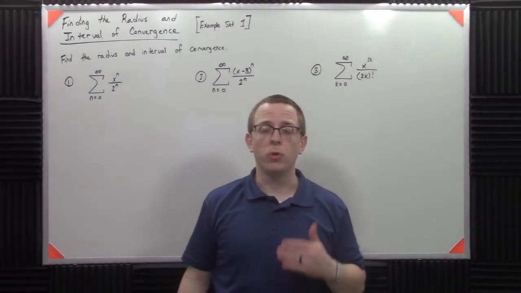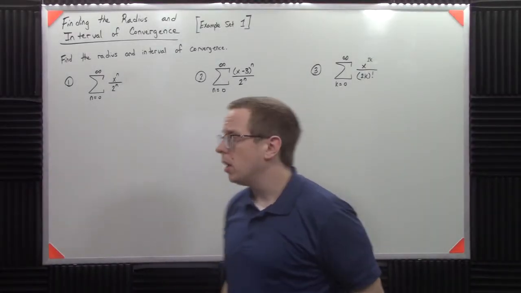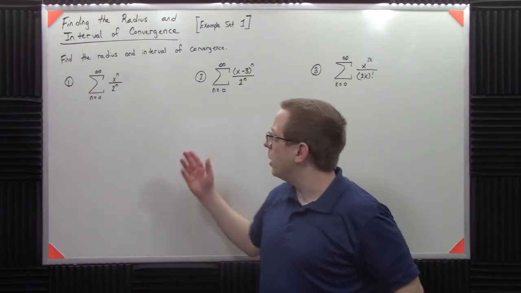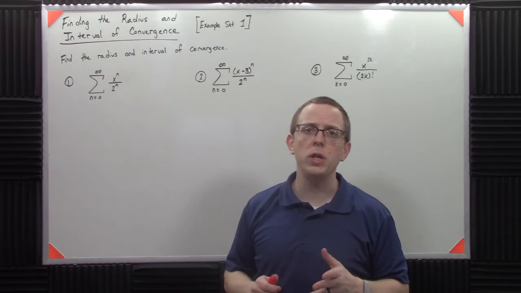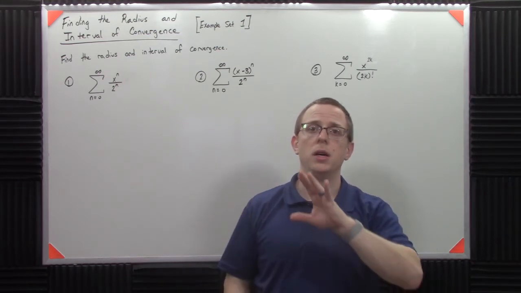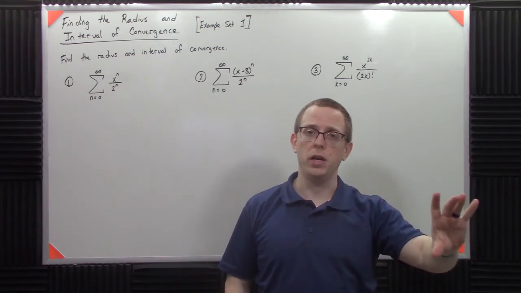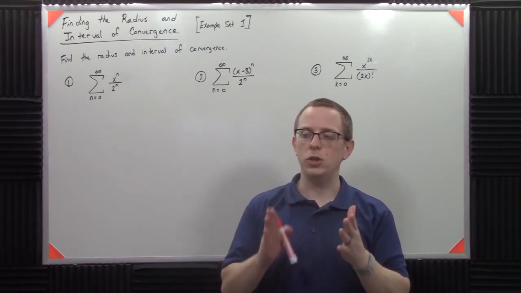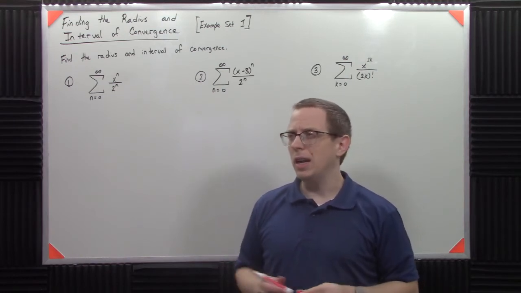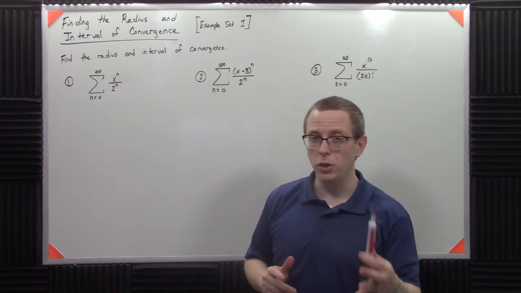Let's do some examples for radius and interval convergence. So we have the series x to the n over 2 to the n, going from n equals 0 to infinity. When we do this, we want to use the ratio test, taking it all the way out to infinity and finding values that allow that limit to be less than or equal to 1. I can say that in words, but it's probably a lot easier just to show you.